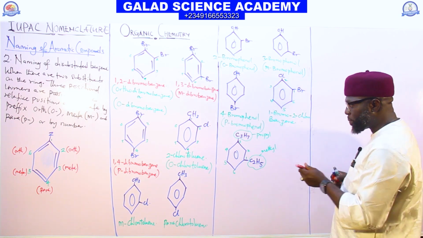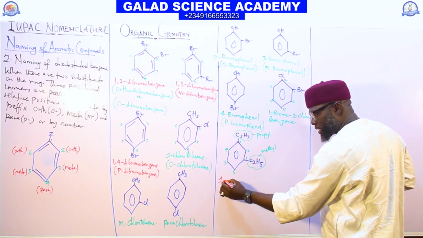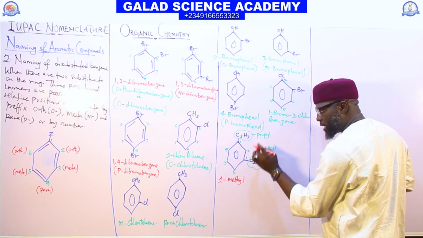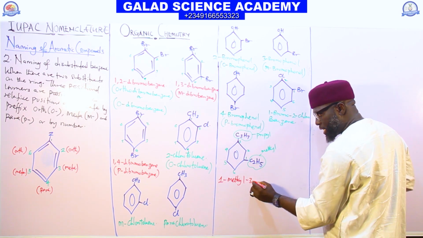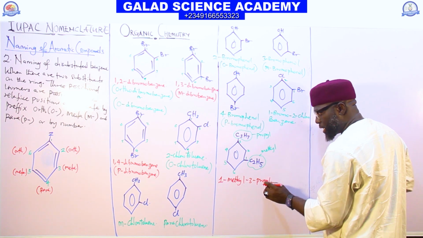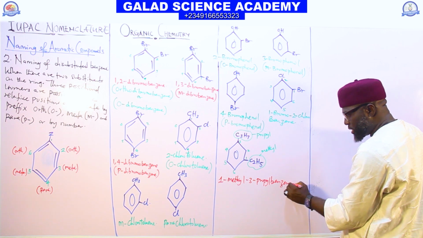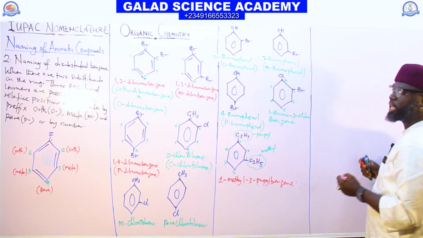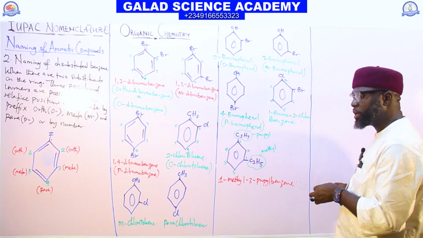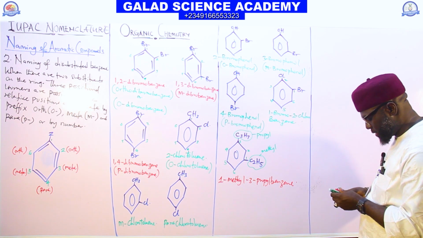So what should be the name of this compound? The name of this compound now will have the methyl. It will be 1 methyl 3 propyl benzene. That is the name of the compound. Please, can you bail me out to name this compound?